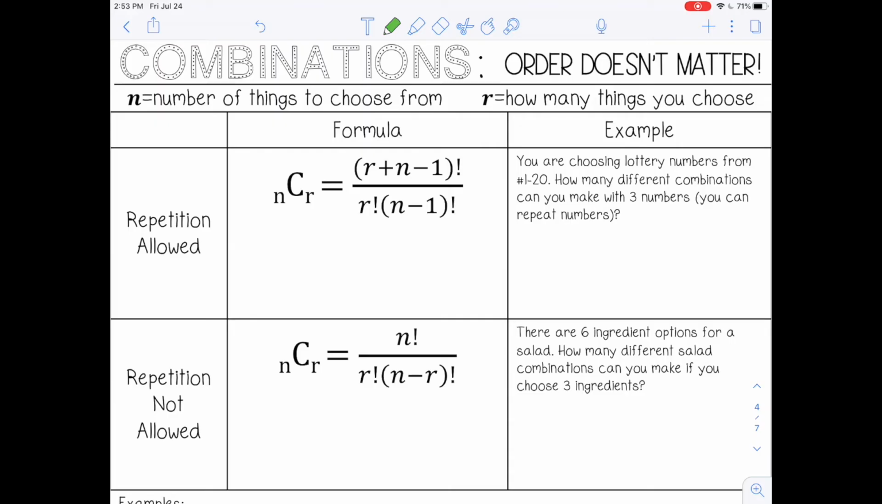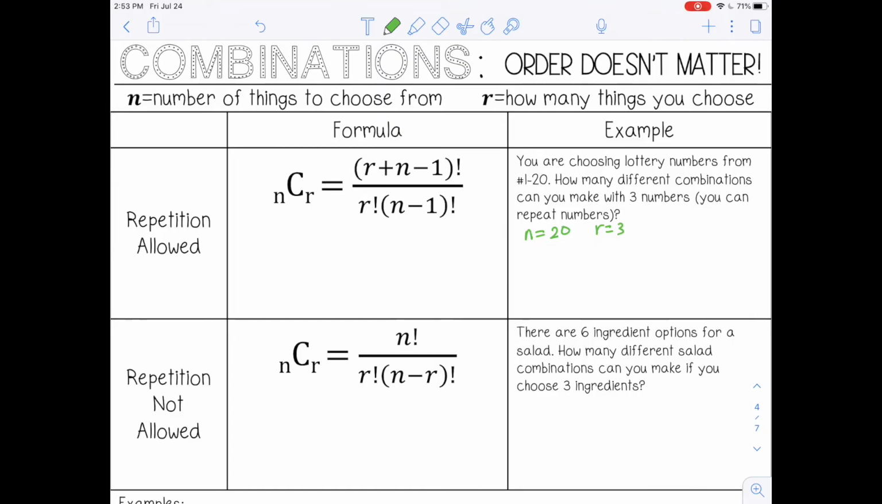Here's an example. You are choosing lottery numbers from 1 to 20. How many different combinations can you make with 3 numbers? And you can repeat numbers. All right, so my n is 20. That's how many numbers I have from 1 to 20. And then I'm choosing 3 of them, so that's my r.